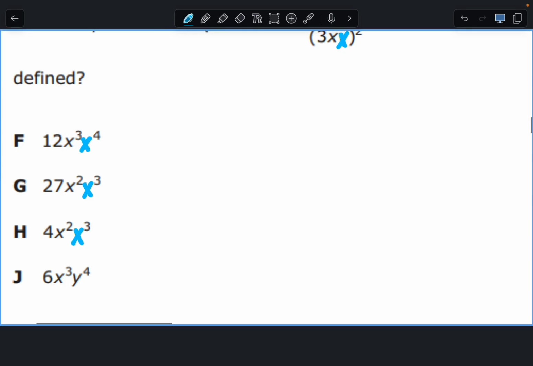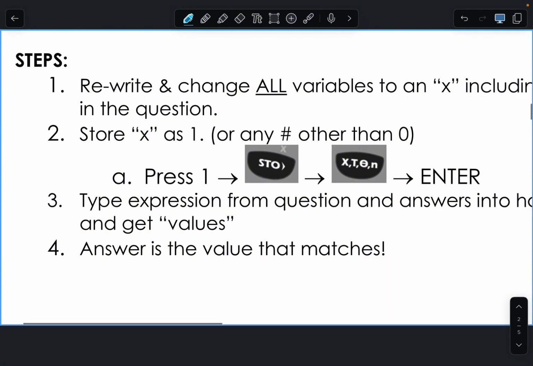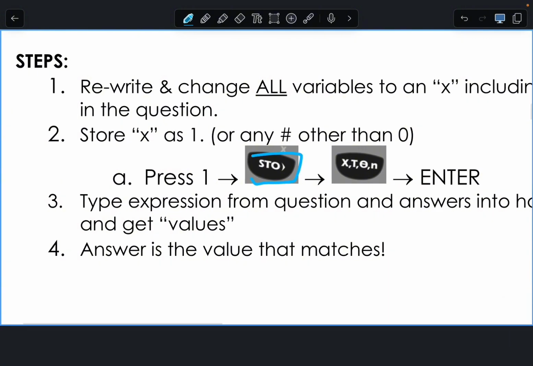To do this, you're going to use the store feature. And the store feature, it looks like this. It says STO. So everybody's been saying STO. We're going to store x as a random number, not a number 1. You want a random decimal. So in first period, just because they like to have fun with that, we're going to do 6.7, okay?